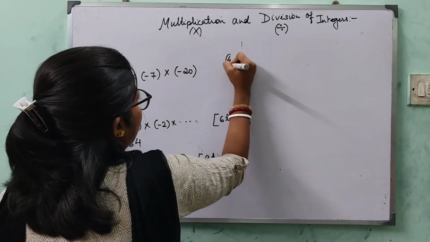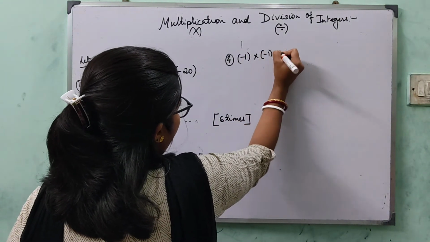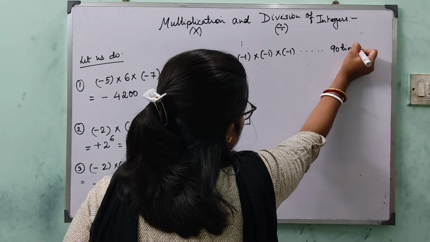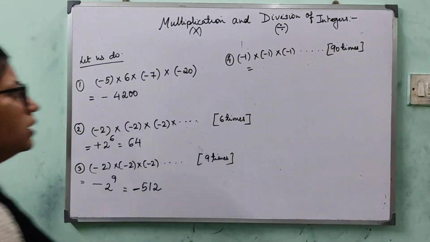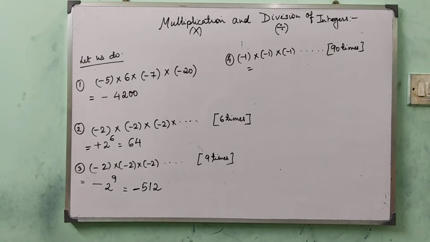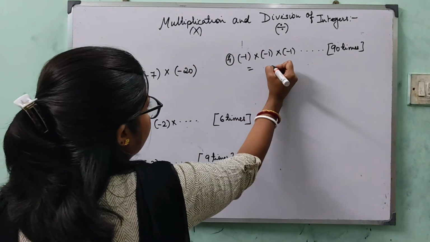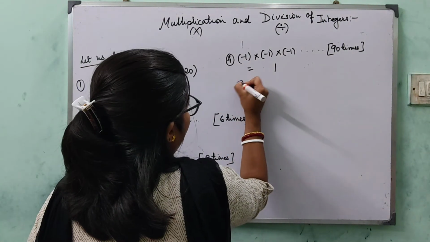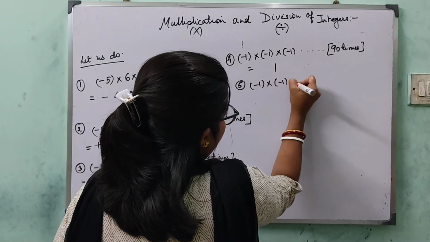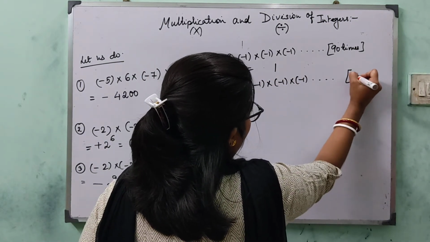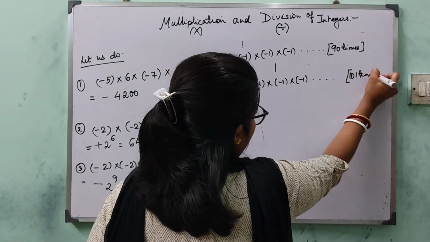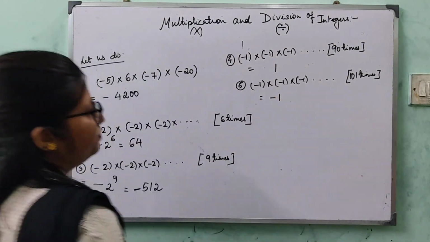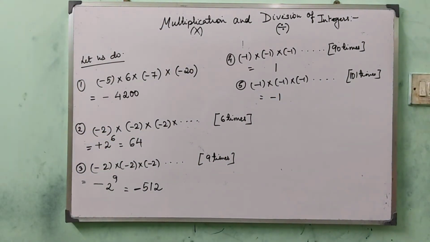Similarly, if I write one more sum over here, minus 1 into minus 1 into minus 1, say 90 times, then what will be the answer? This should not take any time at all because 90 is an even number. So the answer is 1. And if I multiply minus 1 101 times, what about this? Now 101 is an odd number. So the answer will be minus 1. So I hope this is clear.